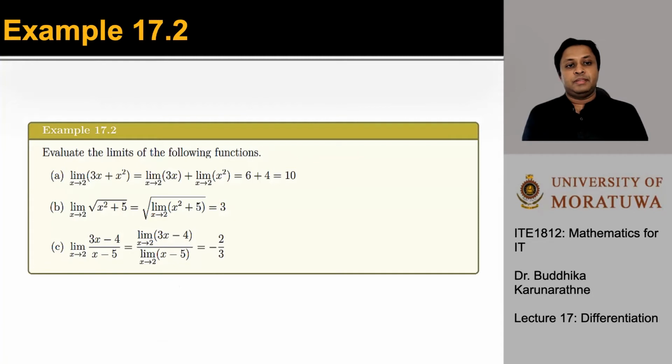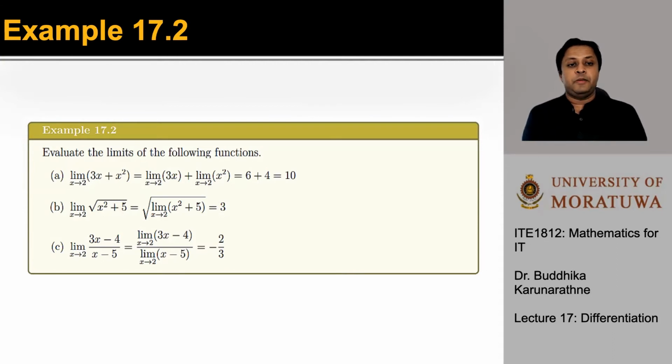Here are some examples. So in part A, you have limit of 3x plus x squared when x approaches 2. Then you can separately take limit of 3x and limit of x squared. So we consider both of these limits when x approaches 2, and what you do is simply add them up, which is 6 plus 4, and gives you 10.